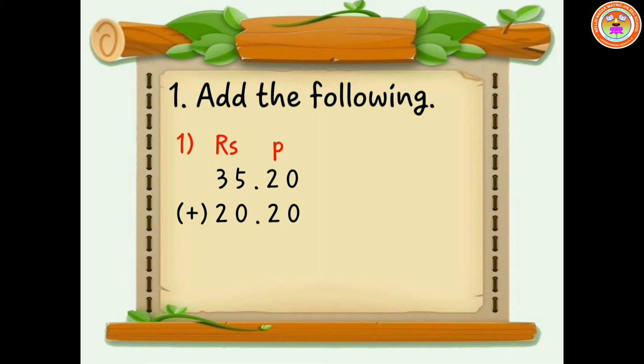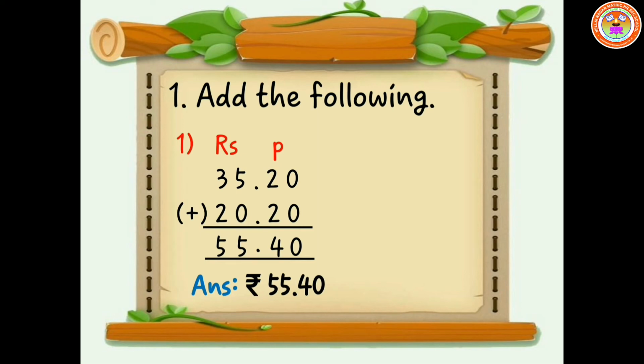Look at the first question. 35 rupees 20 paise plus 20 rupees 20 paise. What is 0 plus 0? 0. 2 plus 2? 4. Place a dot in the center. Then 5 plus 0? 5. 3 plus 2? 5. The answer is 55 rupees 40 paise.